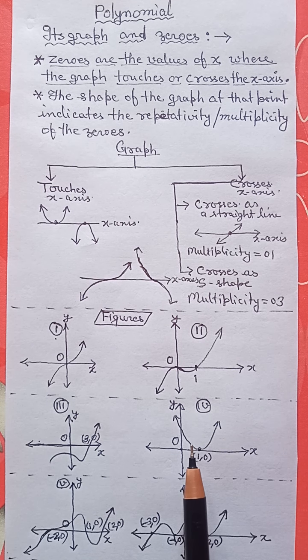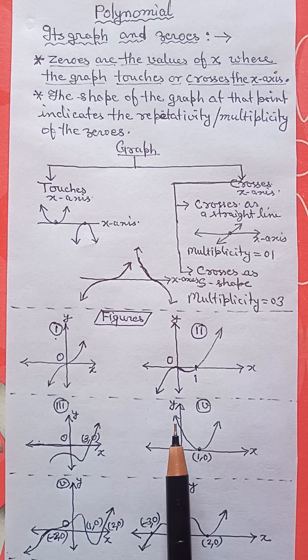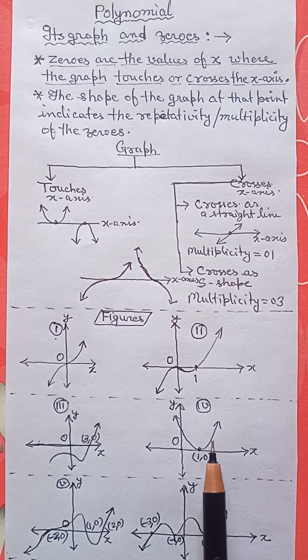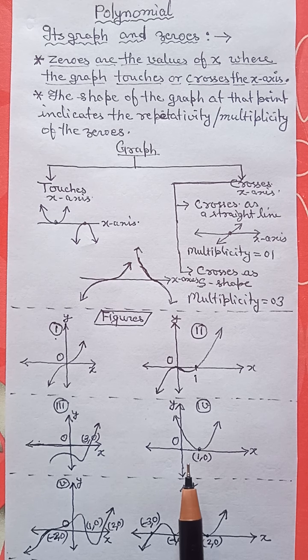Now here in figure 4, the graph touches the x-axis at (1, 0) and therefore x equal to 1 is a zero of the polynomial. Now the repetitivity of 1 is 2. That means its multiplicity is 2. That means 1 is repeated 2 times in the polynomial.